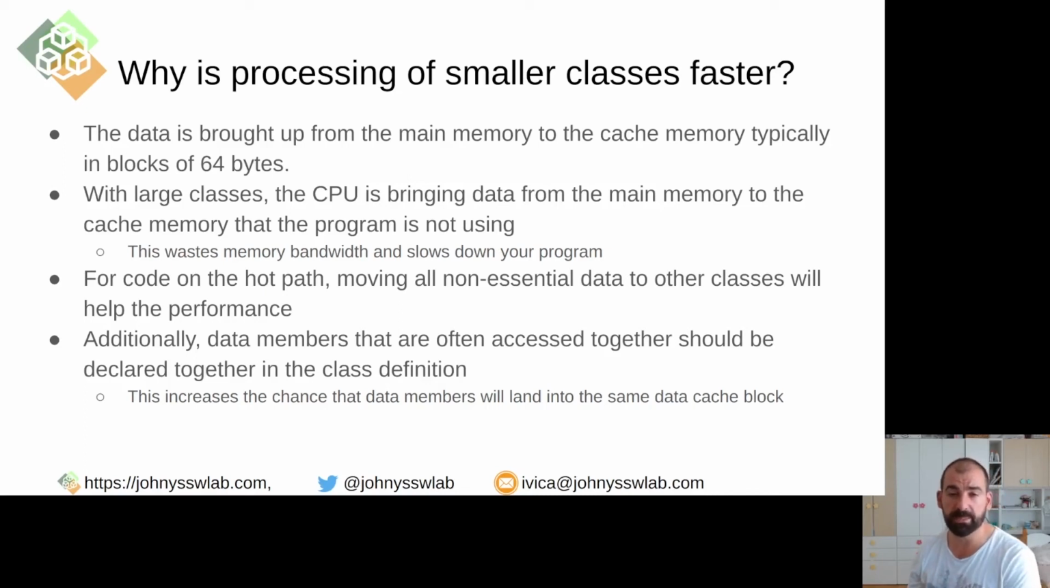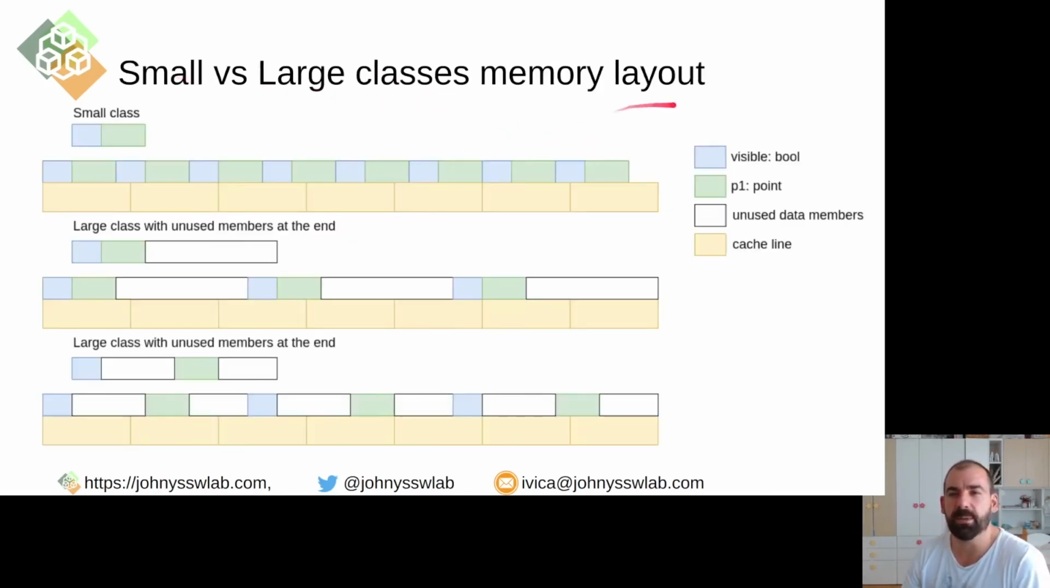For code in the hot path, you should move all non-essential data to other classes, and this will help performance. So if you have a big class, making it smaller, moving out everything non-essential, makes it faster. Additionally, data members that are often accessed together should be declared one after another in the class definition. This increases the chance that the data members will land in the same data cache block. If they're in the same data cache block, access to one will automatically result in the whole block being fetched to the data cache, so access to the second one is fast. Here is the small versus large classes memory layout.